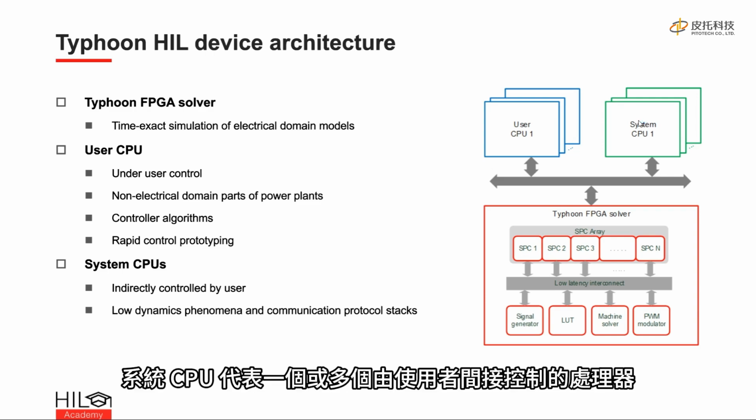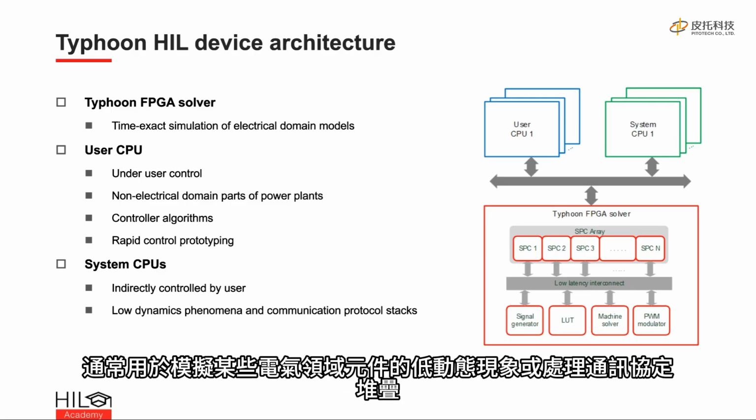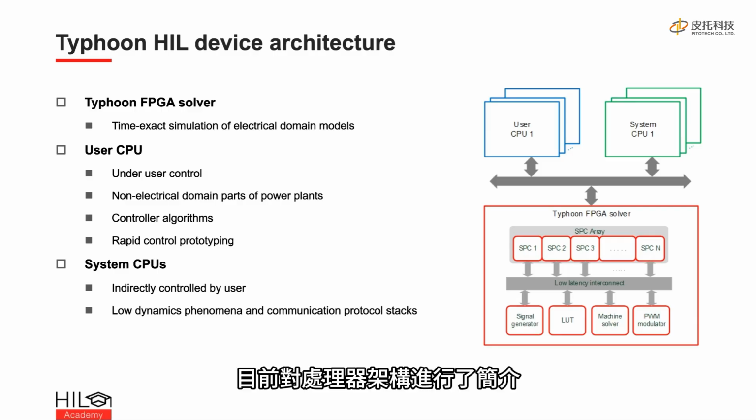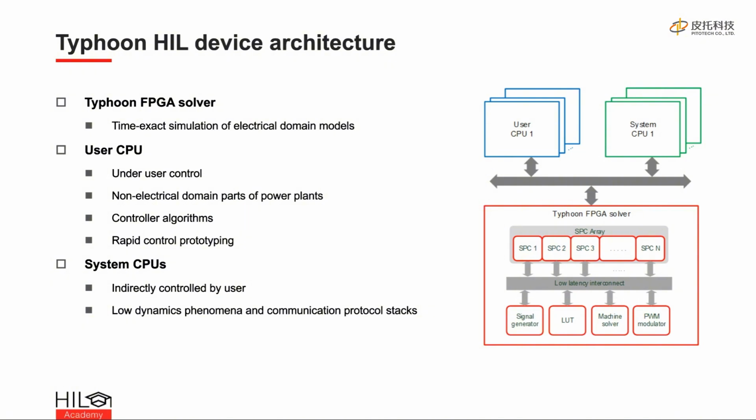System CPUs represent one or more processors that are indirectly controlled by the user. They are typically used to simulate low dynamics phenomena of certain electrical domain components or to handle communication protocol stacks. This was just a brief introduction into the processor architecture. We will revisit it in more detail throughout the course after we get a better understanding of the challenges of model-based design for real-time simulation.